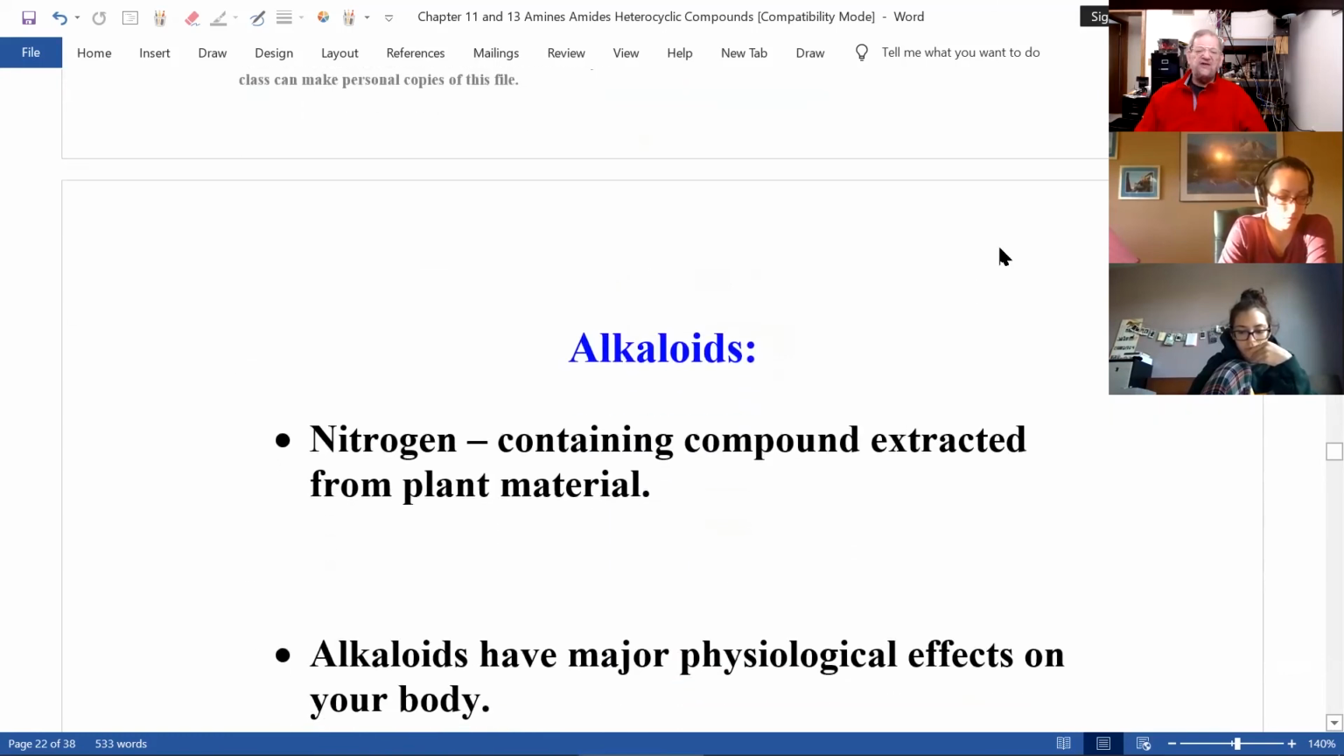All right, but I thought I'd teach you some interesting stuff about nitrogen compounds. There's a group of molecules that contain nitrogen that are extracted, removed from plants, and they're called the alkaloids. And the alkaloids have major physiological effects on your body, especially your brain.